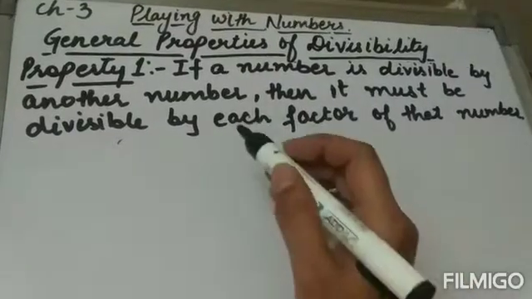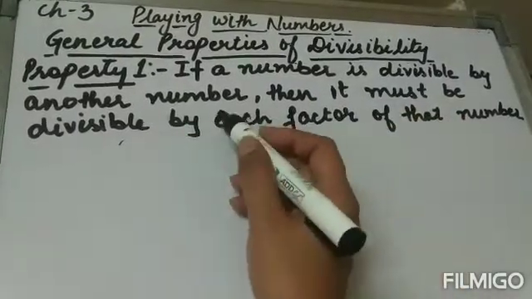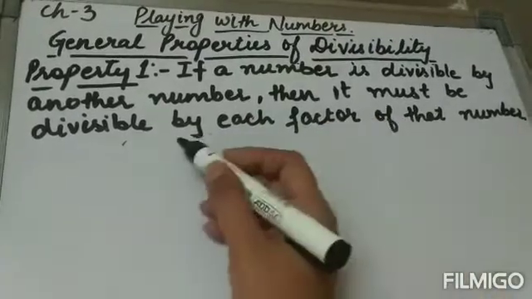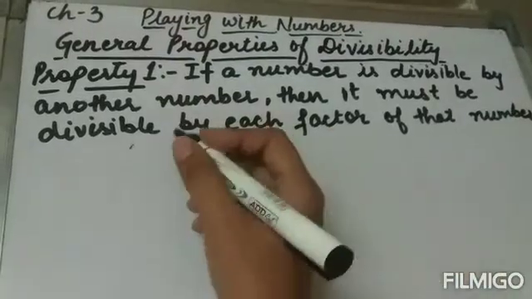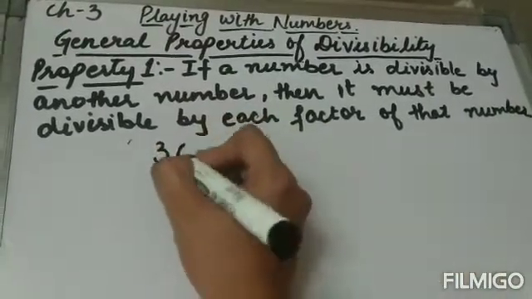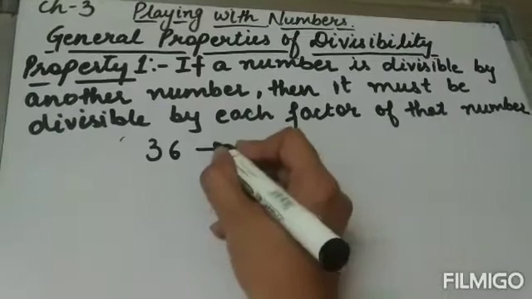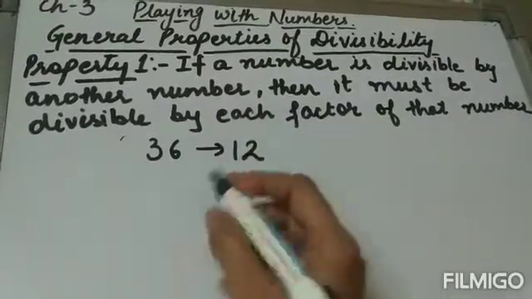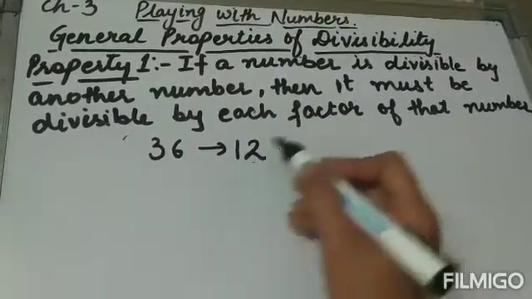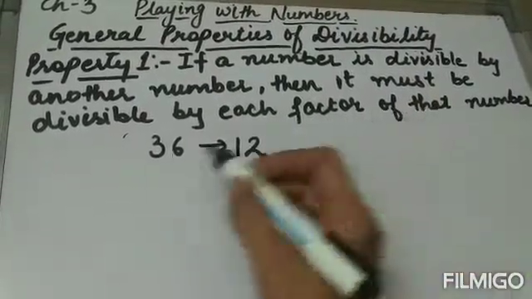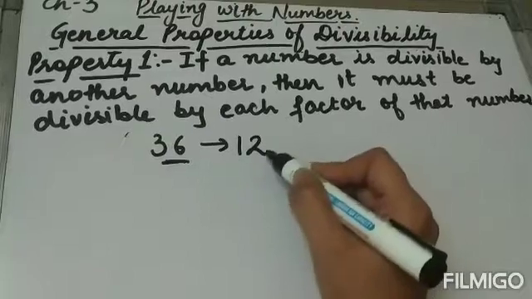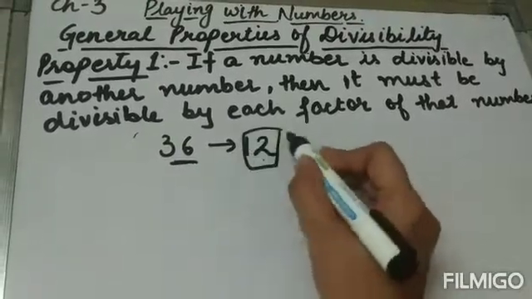Our first property is if a number is divisible by another number, then it must be divisible by each factor of that number. I explain you with an example. Suppose I am having a number 36 and this 36 is divisible by 12. Then it must be divisible by each factor of that number. Then 36 will be divisible by each factor of 12.